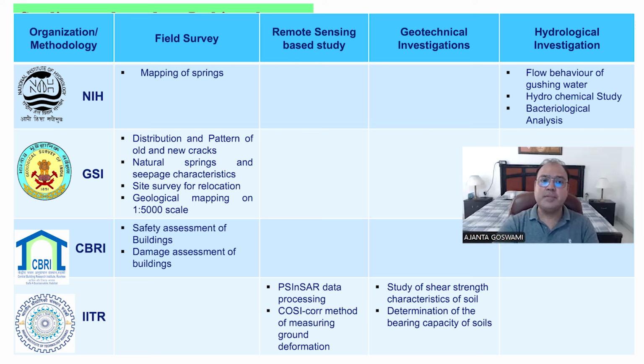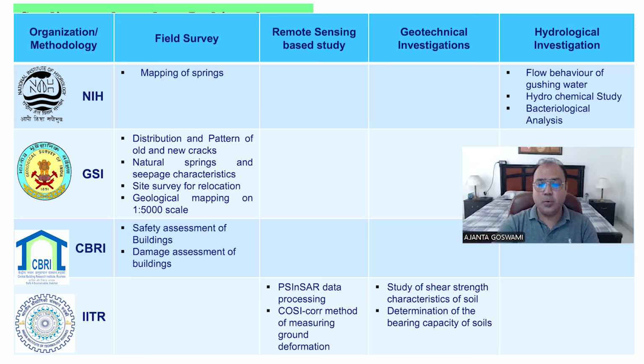Geological Survey of India have done distribution and pattern of old and new cracks. They have also mapped natural springs and seepage characteristics. Site survey for relocation, they have been doing it because now the plan is to relocate a few of these township or a few of the people in this town to a new location. So geological mapping on 1:5000 scale is going on. CBRI did safety assessment of buildings, damage assessment of buildings.